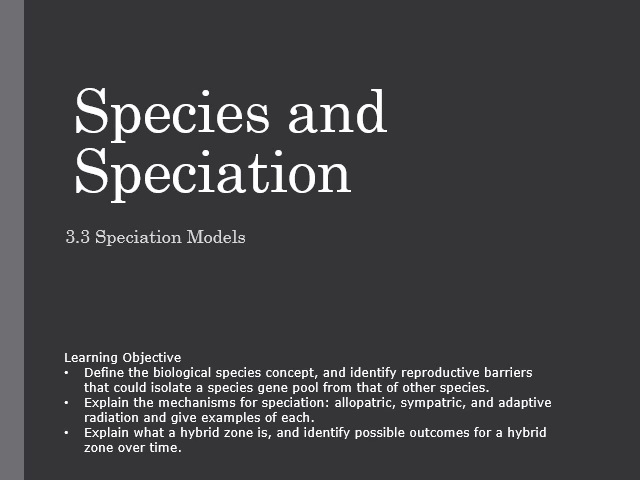We have gone through the different speciation concepts. You guys seem to have liked the biological species concept best. So we're going to talk about speciation models that take into account the biological species concept. We'll talk about the mechanisms for speciation, specifically allopatric, sympatric, parapatry, and we'll discuss adaptive radiation. And we're going to explain what a hybrid zone is and figure out what the outcomes of a hybrid zone are.